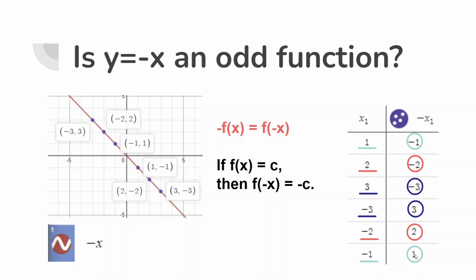which means when we multiply negative 1 to the input value, the output value also becomes multiplied by negative 1.